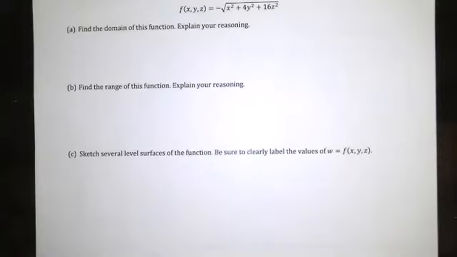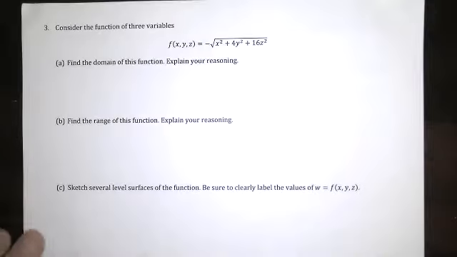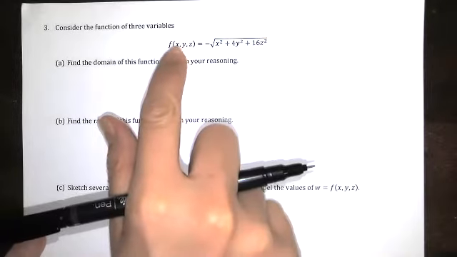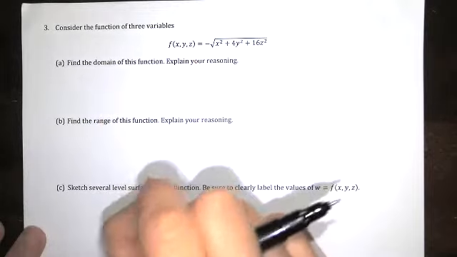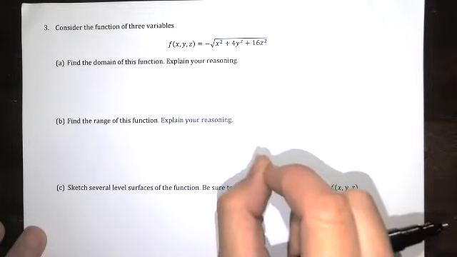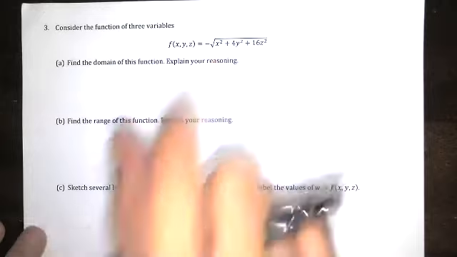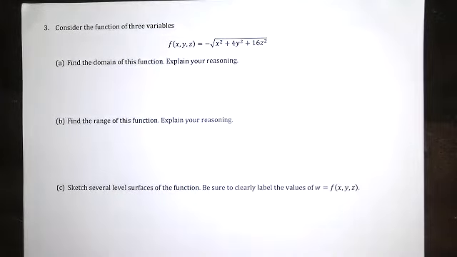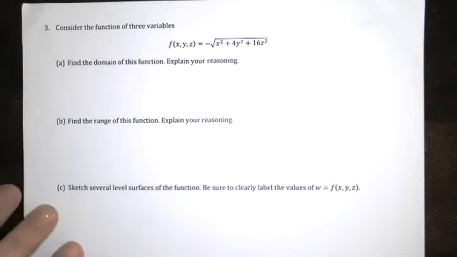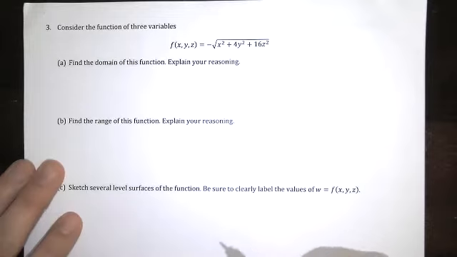Okay, next question. It says you've got a function of 3 variables. It says find the domain of this function, explain your reasoning. Well, this is a function of 3 variables, so the domain is a subset of 3-dimensional space, and we've got a radical. Now the rules are the same with functions of 3 variables. You just aren't excluding x, y's that cause problems. Here you're excluding any x, y, z ordered triples that cause problems.